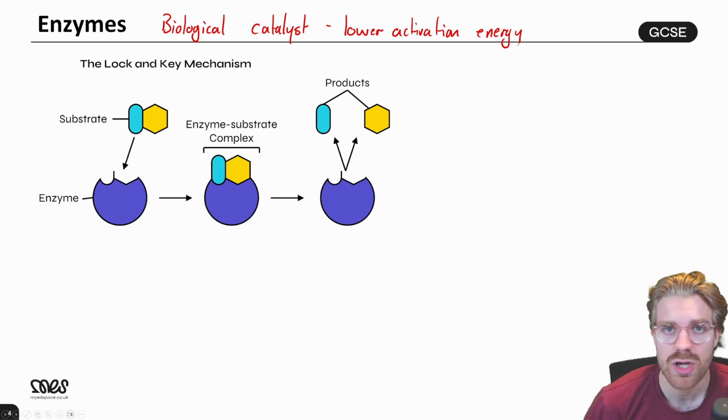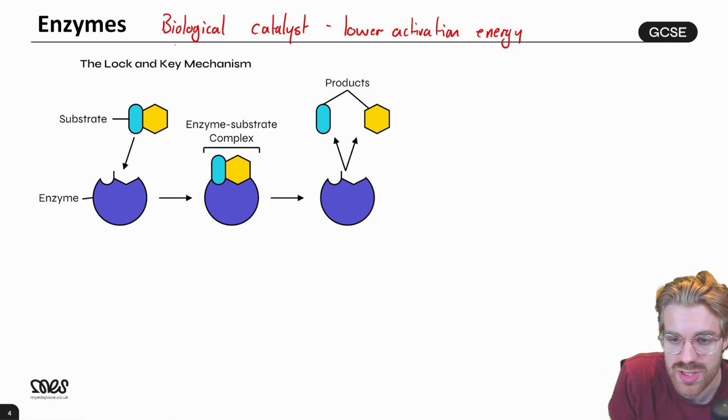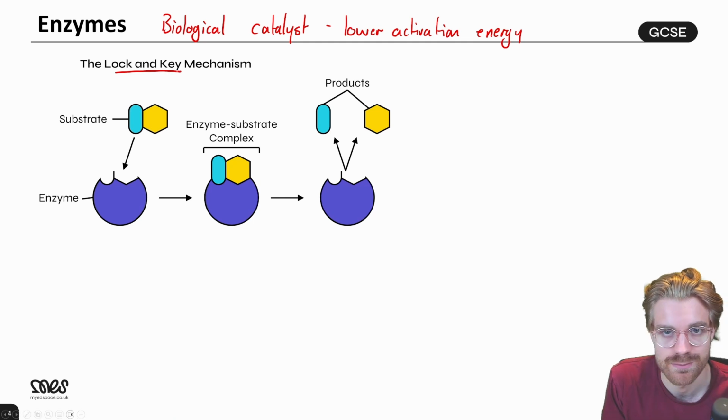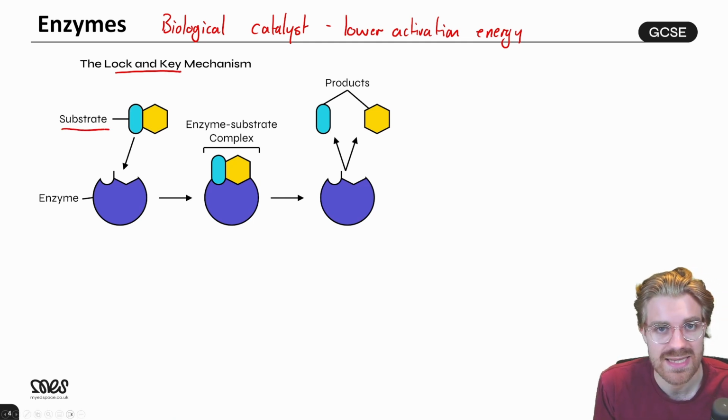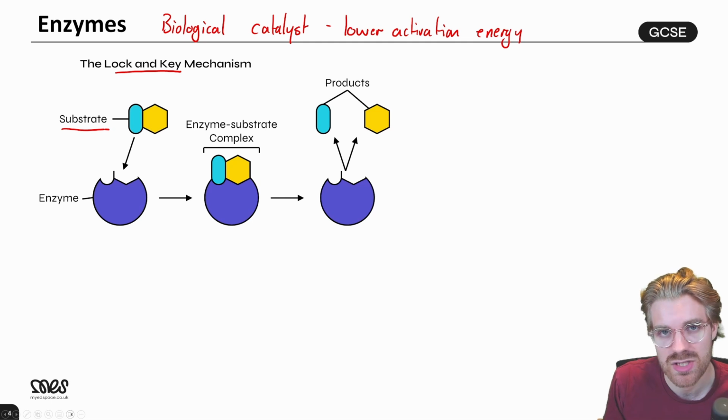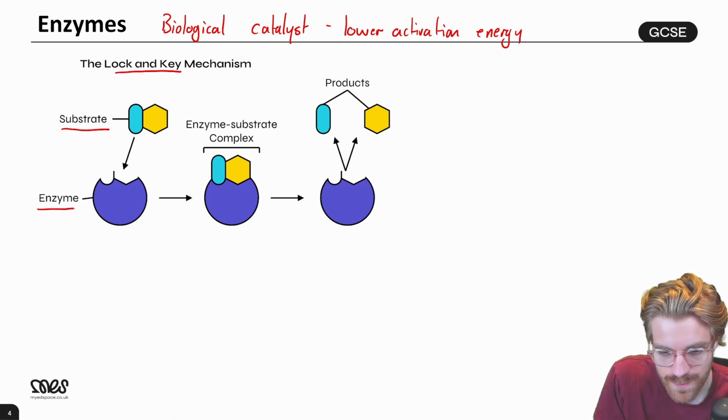Well, we can describe the model of enzyme action using the lock and key mechanism. The first thing we have is our substrate. The substrate is the substance that the enzyme is going to be breaking down. So this could be a carbohydrate, for example, like starch. And then we have our enzyme. And there is a specific region of that enzyme called the active site.